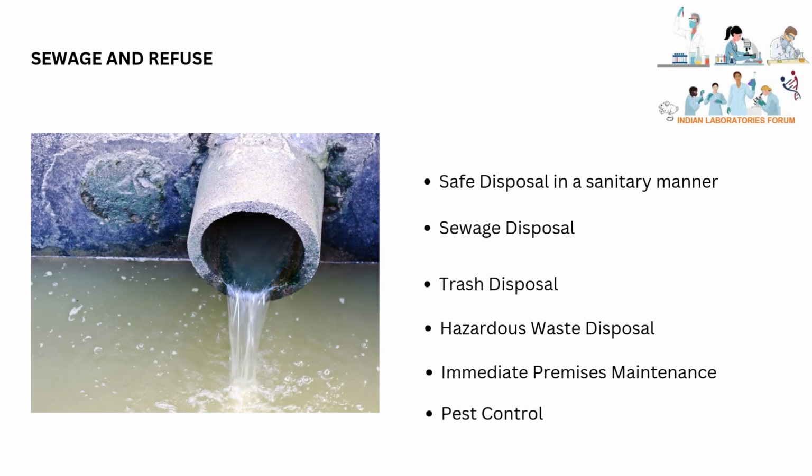Sewage and refuse. Sewage, trash, and other refuse from the building and its immediate premises must be disposed of safely and in a sanitary manner. Following practices may be utilized or adopted. Sewage disposal. Regularly inspect and maintain the sewage system to prevent leaks and backups. Ensure that all plumbing fixtures, including toilets, sinks, and drains, are properly installed and functioning to prevent sewage overflow.